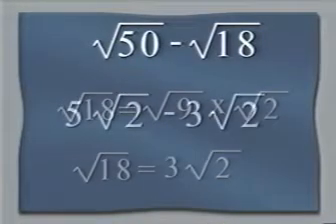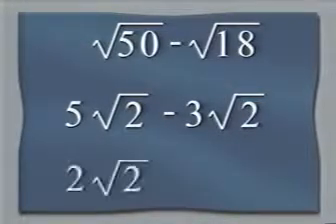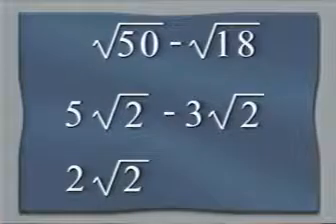So our problem now is 5 times the square root of 2 minus 3 times the square root of 2, which of course is 2 times the square root of 2. We were able to subtract because we were able to translate our problem into two numbers that had the same square root, the same place value.